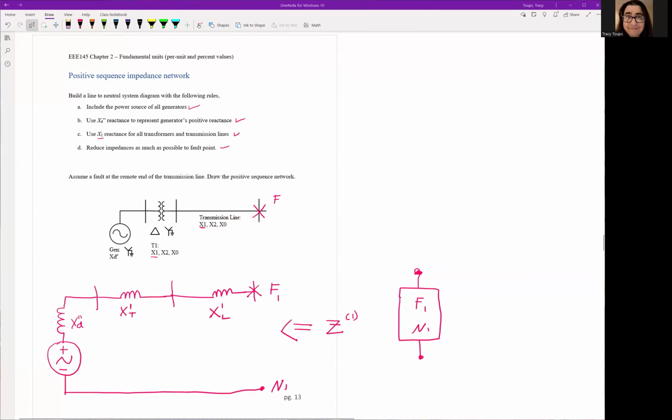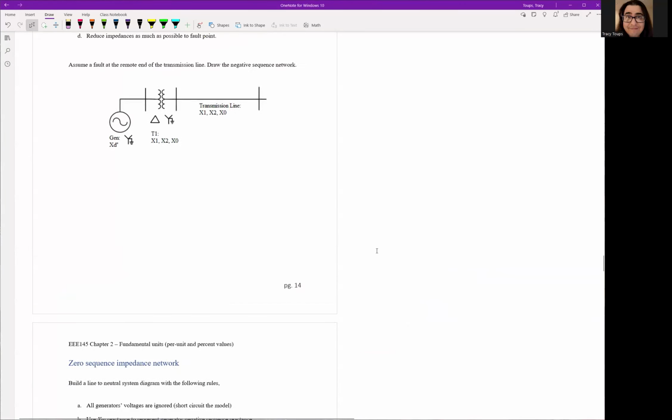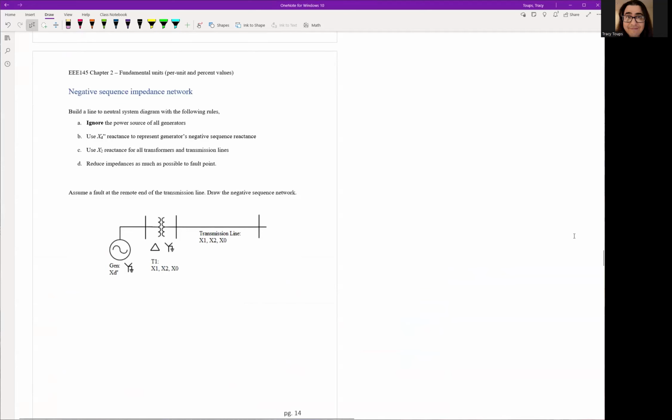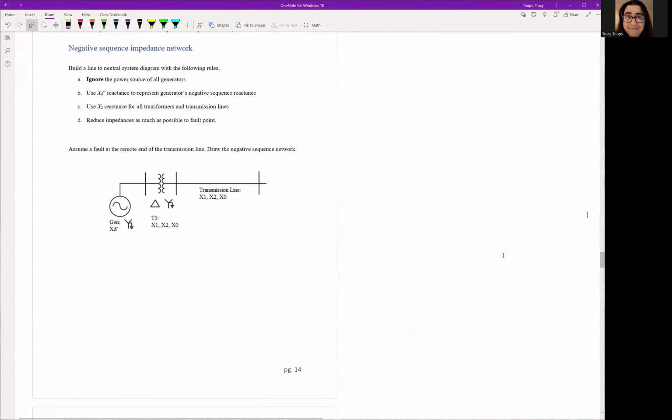Now let's do the negative sequence network. So here, let's look at negative sequence. Let me scroll down just a tad bit more to give me some more room.